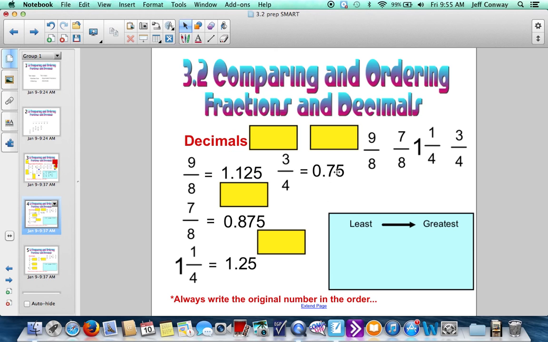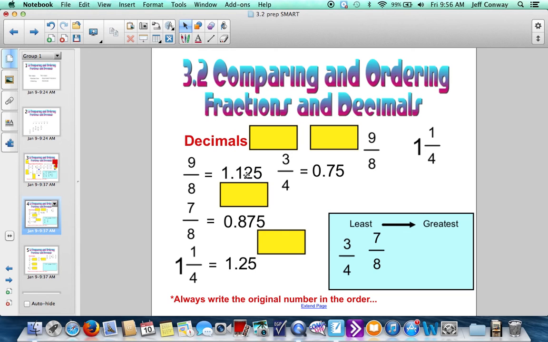Now, based on changing them into decimals, we're going to order our original fractions from least to greatest. Again, the smallest one was 0.75, so that means that 3/4 is the smallest number. So I'm going to put that in the least. And then we move along, and our next smallest decimal is 875 thousandths, and in fraction form that was 7/8. So I'm going to put that next in line.